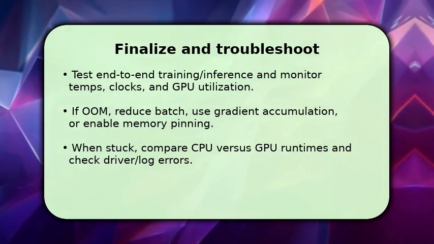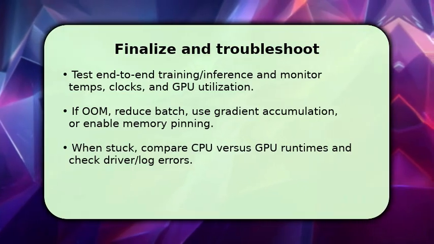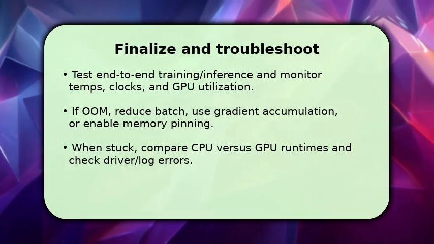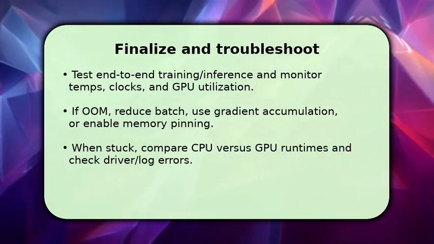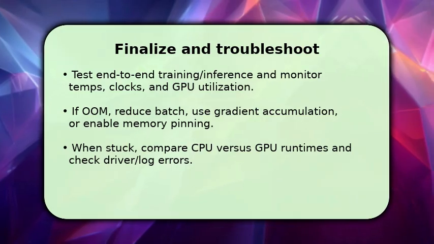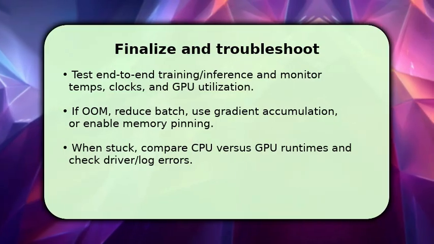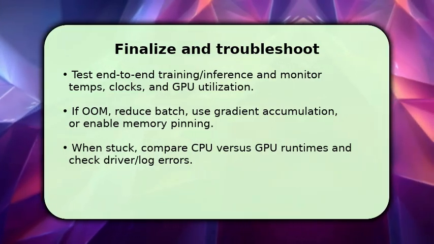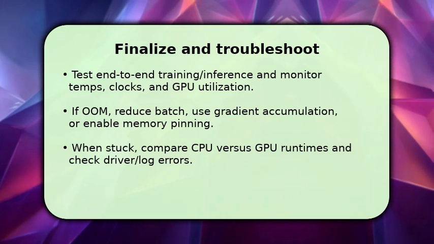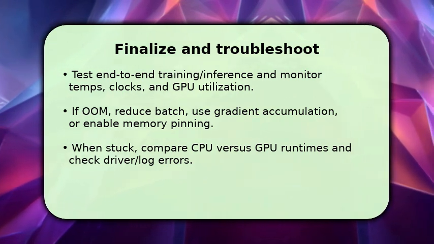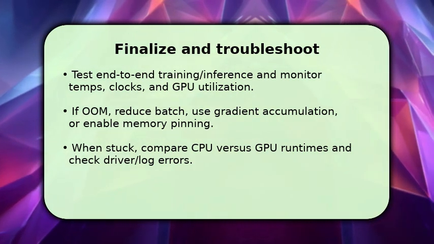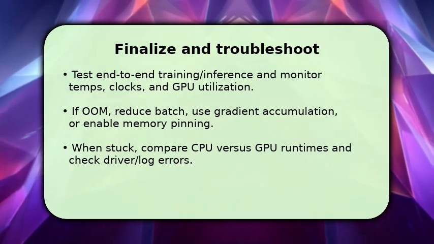If you hit out of memory, reduce batch size, use gradient accumulation, or enable memory pinning and mixed precision to recover. When things still go wrong, compare CPU versus GPU timings, check driver logs, and validate CUDA versions. Often a mismatch causes silent falls back to CPU. This single troubleshooting step will usually reveal the root cause and get you back.